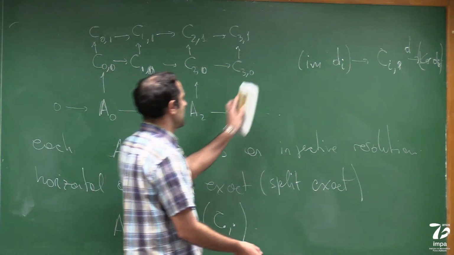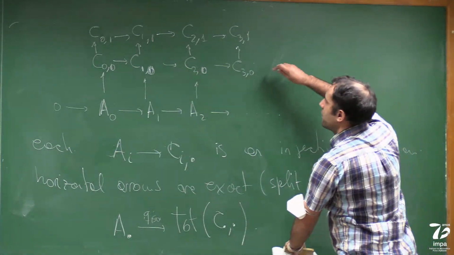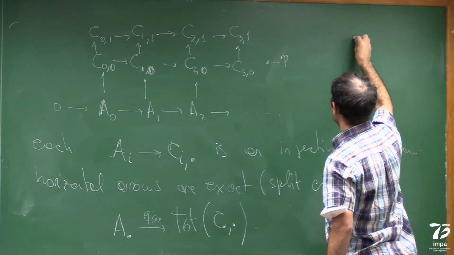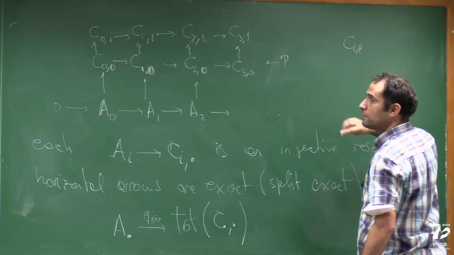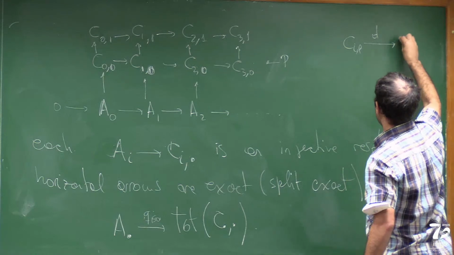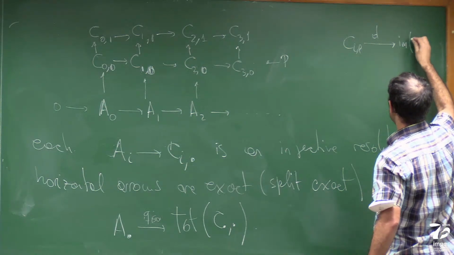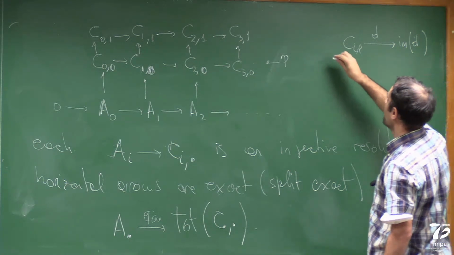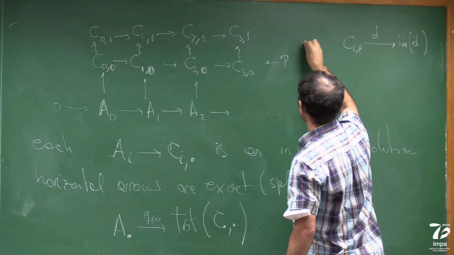Sorry, I'm taking some more time. So let's look at the column, the row P here. Then you have CIP. You apply D to that thing, and you land in the image of D in that row. And the kernel is the kernel of the differential.